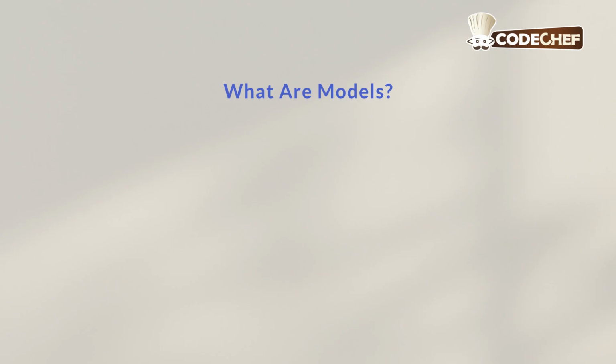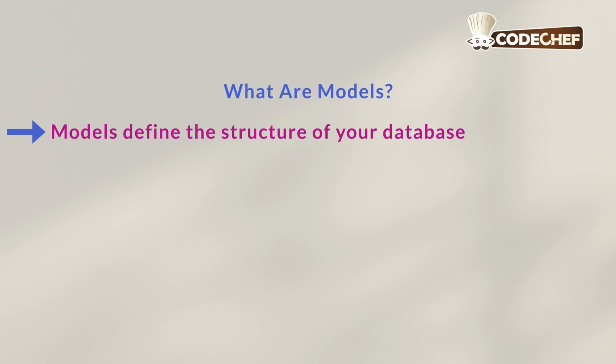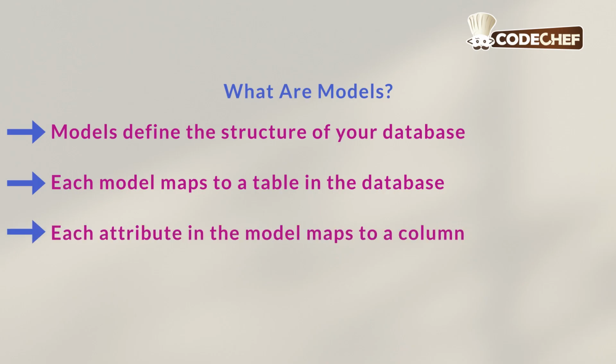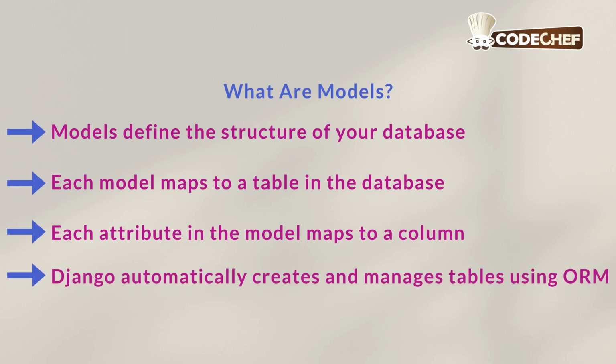Think of a model as a simple Python class that defines how your data is structured. Each model represents a table in your database. The fields in the model, like title, author, or publication date, become the columns in the table. And what is the best part? Django automatically handles the SQL creation for you using something called ORM, or Object Relational Mapper. That means you write the Python code, Django translates it into SQL, and the database is created or updated automatically.